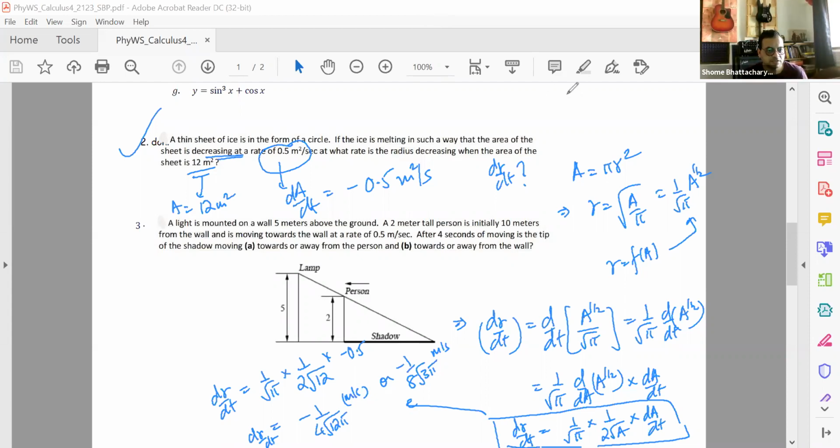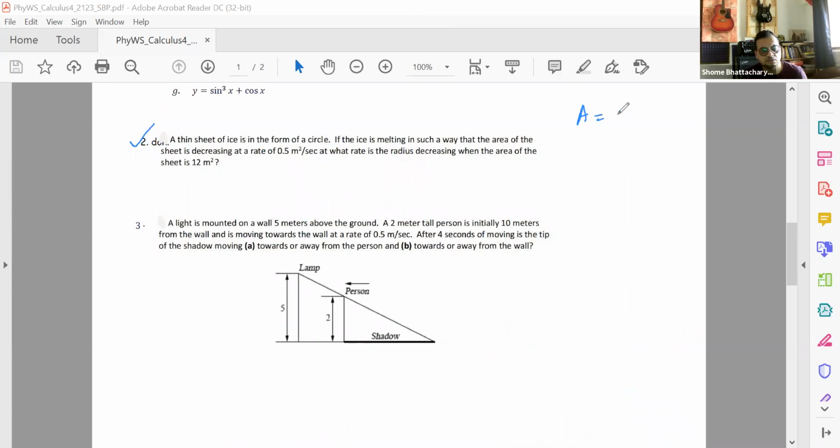Okay, people, let's look at the other approach. So the other approach for this is you let this function be this way only, pi r square, and differentiate this now. And use chain rule here. So that is differentiation of pi r square with respect to r into dr by dt.